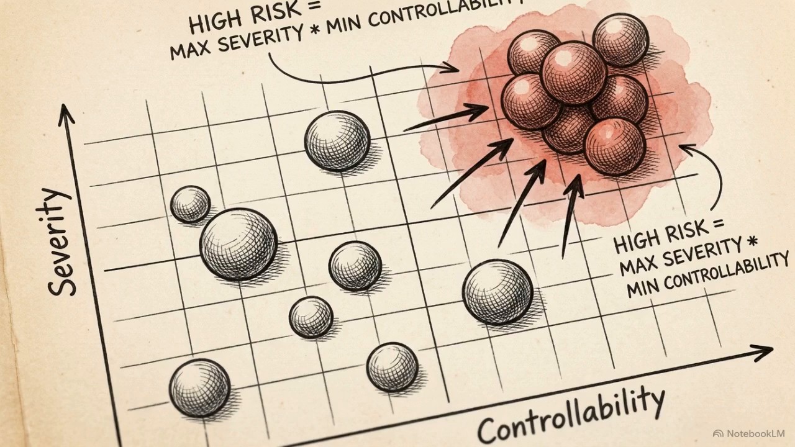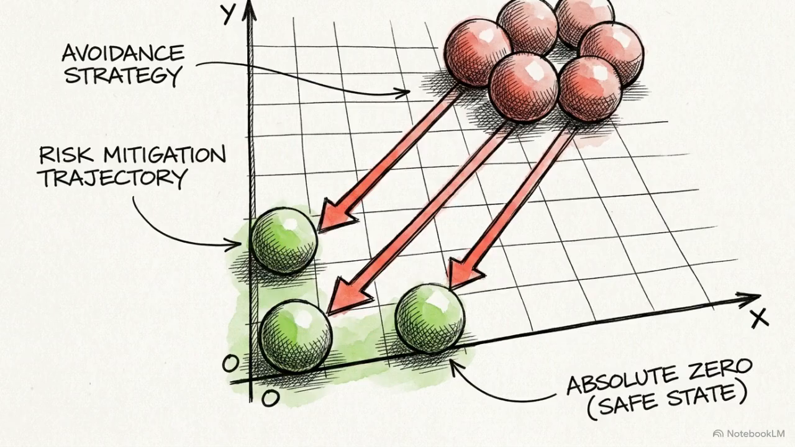To evaluate SOTIF risk, engineers use a standard equation. Risk is the product of a hazard's severity and its controllability. On this matrix, the data points in the highlighted zone represent risks that are currently unacceptable. The first strategy is avoidance. The goal here is to drive either severity or controllability to absolute zero. If the hazard cannot physically occur, or if it has no impact, the risk is eliminated.